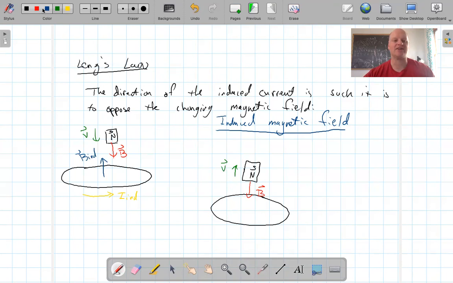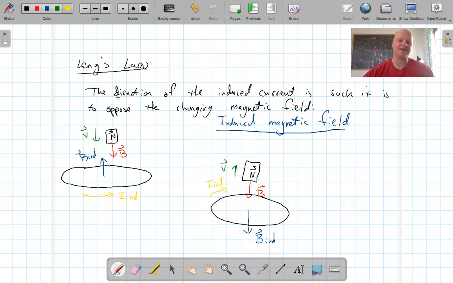So what this is going to do is create a magnetic field in the same direction as the external magnetic field. So my induced magnetic field is going to be in the same direction as the external magnetic field, because the external magnetic field is decreasing. In this case, I need my thumb to point downward, so I have to rotate my fingers in the direction of the induced current, which means my induced current is going to go in the clockwise direction when looking down on it.